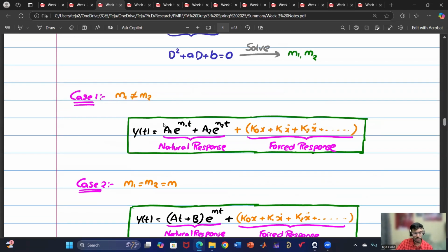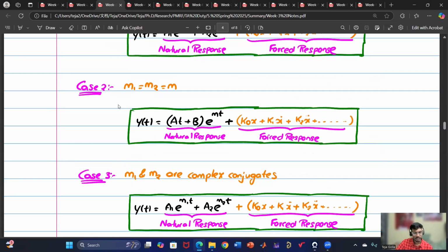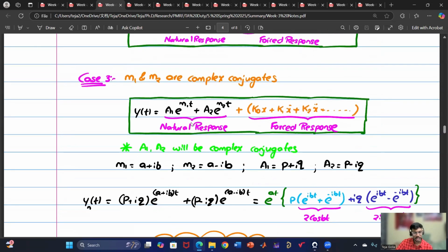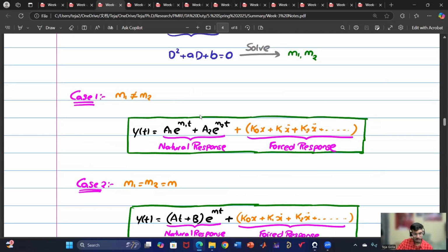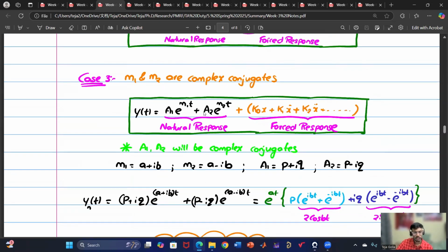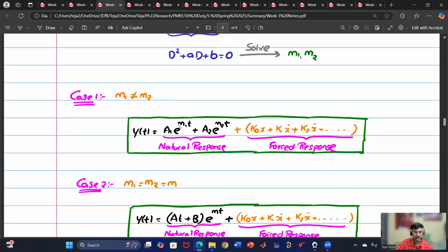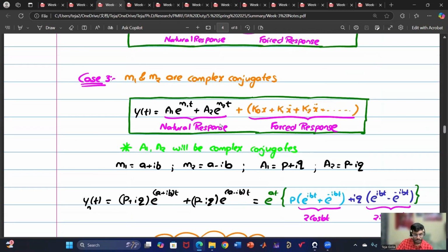If M1 is not equal to M2, you will get this expression. If M1 equal to M2, you will get this expression. If M1 and M2 are complex conjugates, you will get the same expression as the first one, original one. But here A1 and A2 will be complex conjugates because M1 and M2 are complex conjugates. Here A1 and A2 are real and M1 and M2 are also real.